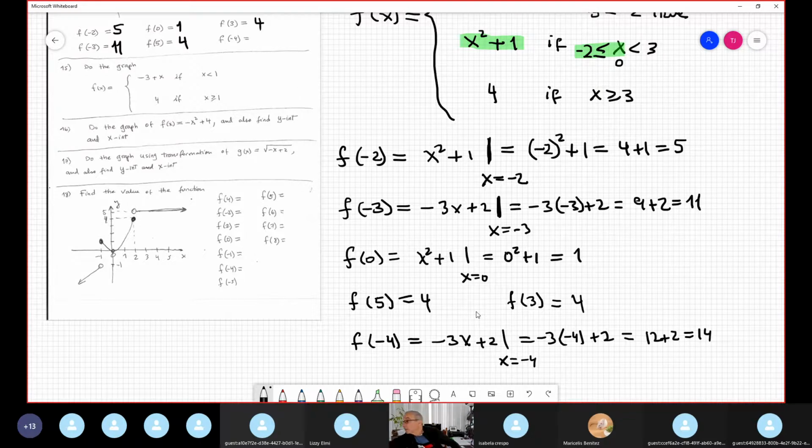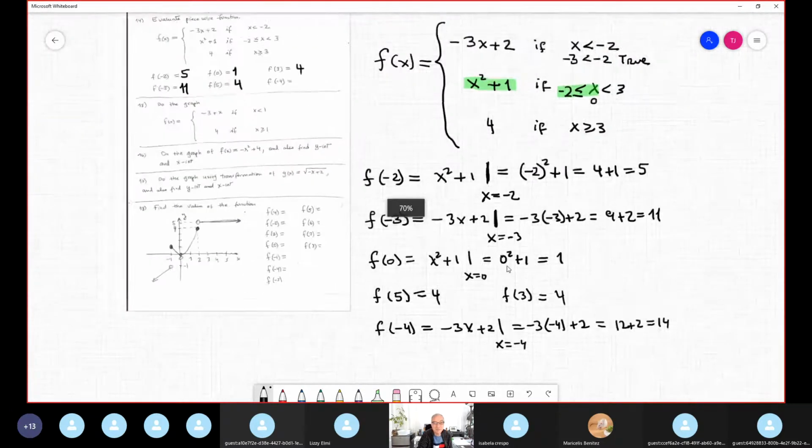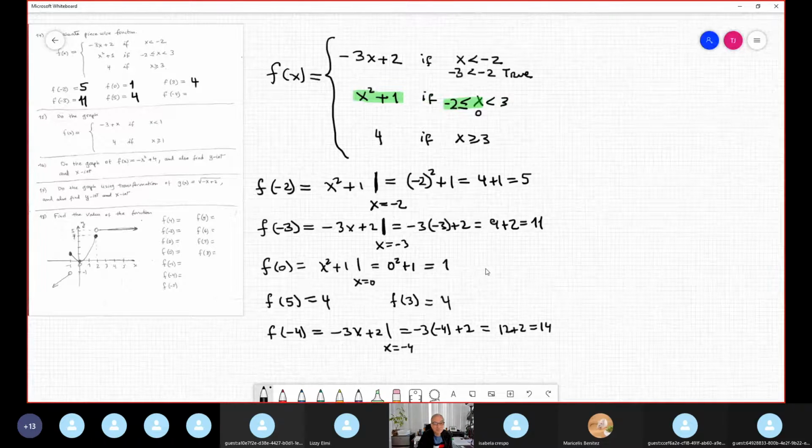Done. Any question, guys? Super easy, eh? Piecewise function, evaluate. No problem. Do you understand 100%? Yes. Excellent. Okay, let's move on to the 15.